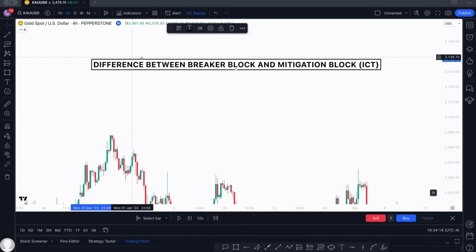Today's topic is the difference between a breaker block and a mitigation block.